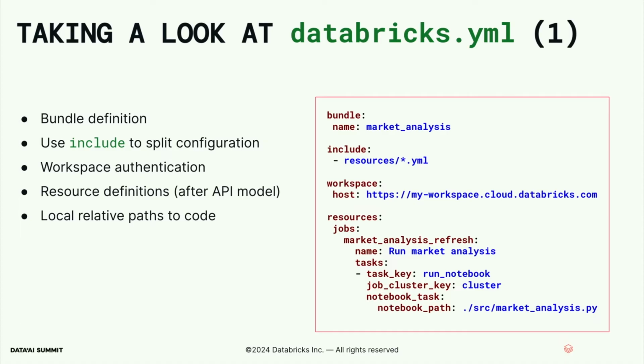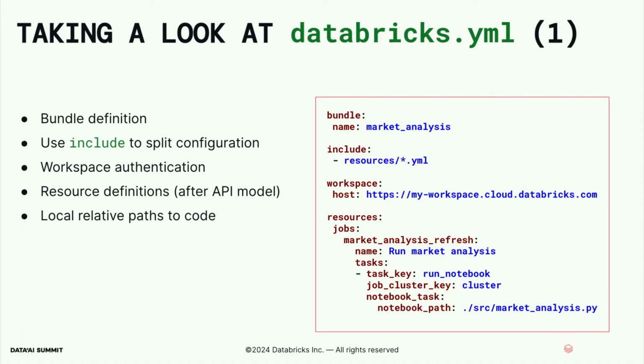And the third one is the workspace authentication, where you can set up the workspace host to talk to. And then we have a resources block where we can define the job that we're talking about. In this case, we said, hey, we're doing some market analysis. So we have a job with the identifier market analysis refresh, with a single task that runs a notebook. And yeah, that's kind of it, right? Straight to the point.